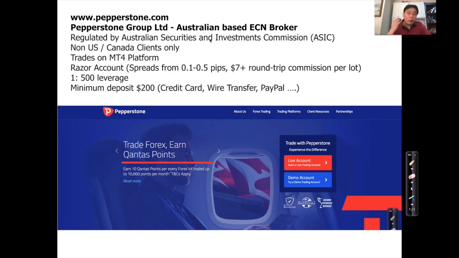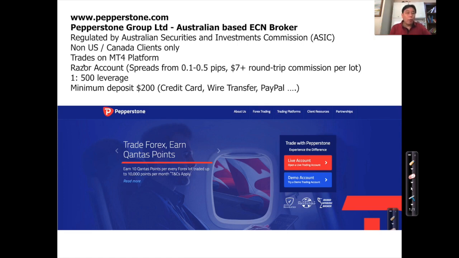So this is an Australian-based broker, but they do not accept US and Canadian clients. For that, you can look for another broker like Oanda, which I'll be talking about in a while. What I like about Pepperstone is that they use the MT4 platform, and they've got one of the tightest spreads.